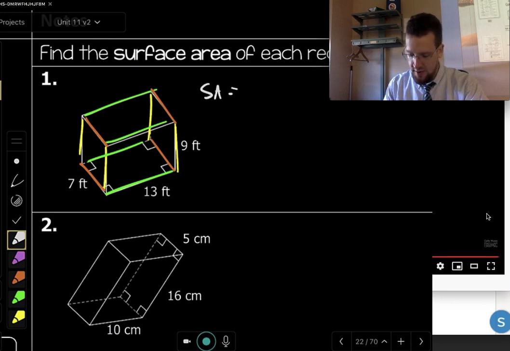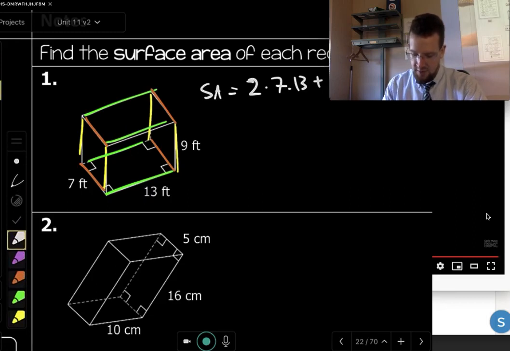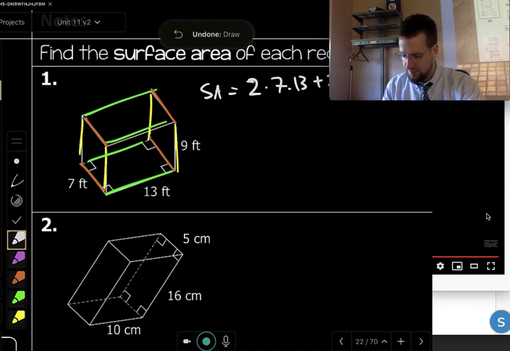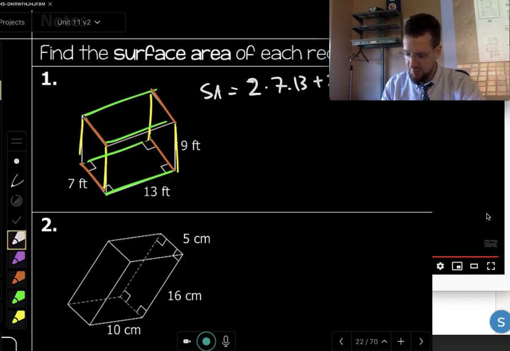So we have the surface area. This is going to be equal to 2 times 7 times 13 because there's 2 of them. There's one at the top and one at the bottom. It's these flat top and bottom faces. Then we have 2 times 7 times 9 because there's 2 of those. These are the ones on the sides here. And then finally we need 9 times 13, this front face and this back face, plus 2 times 9 times 13.